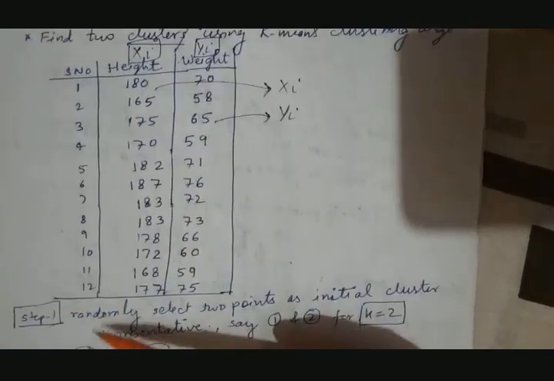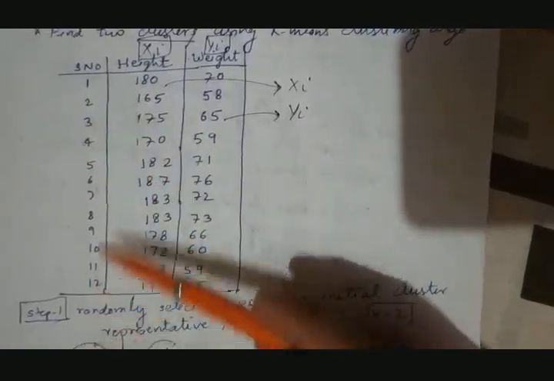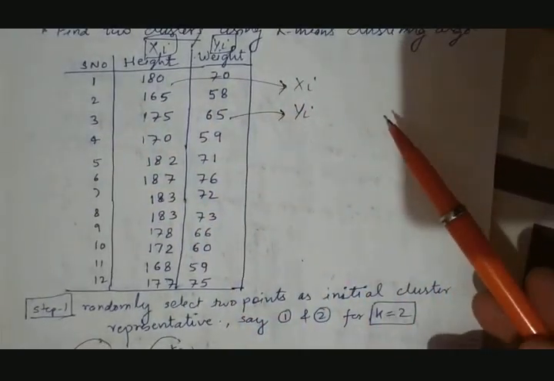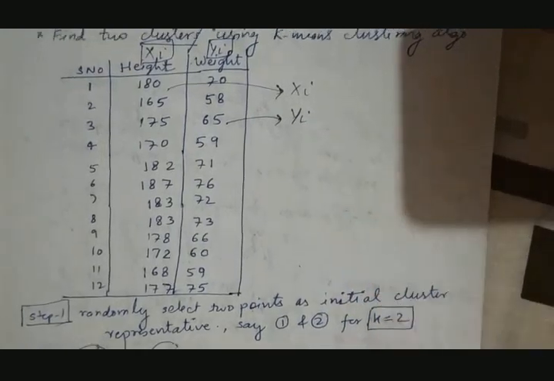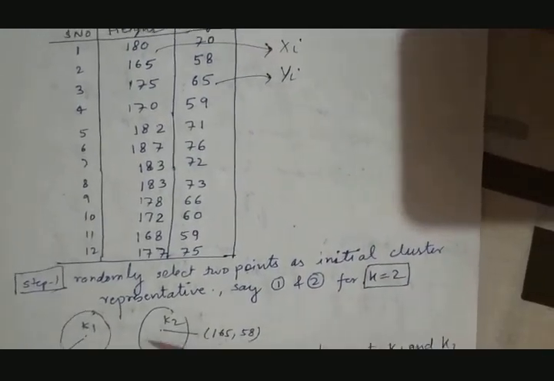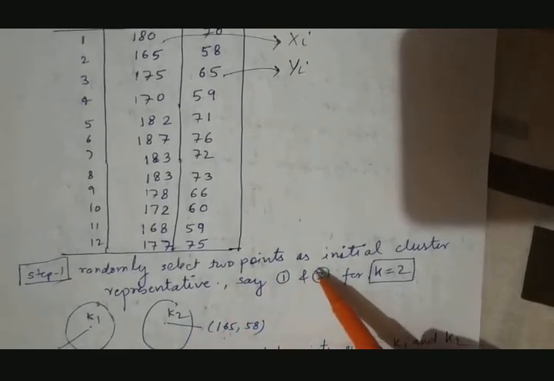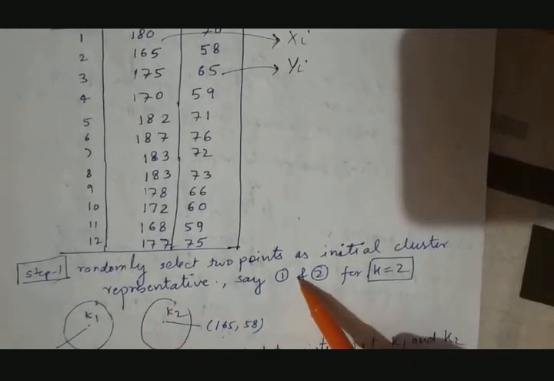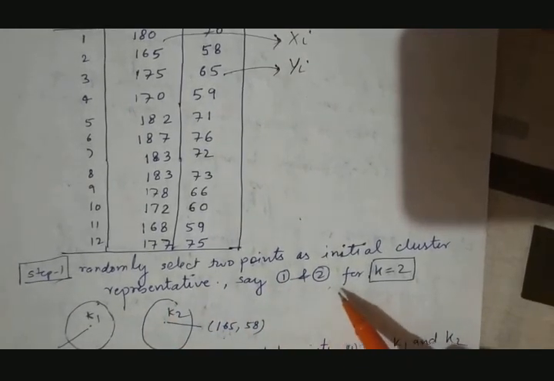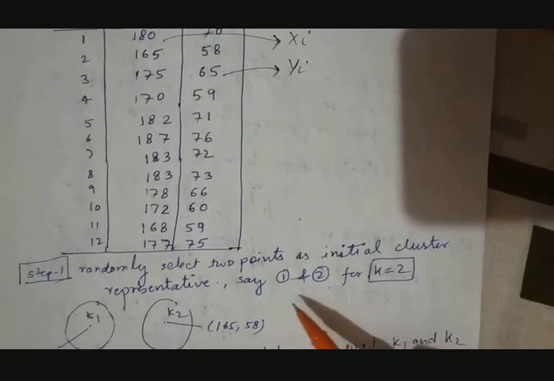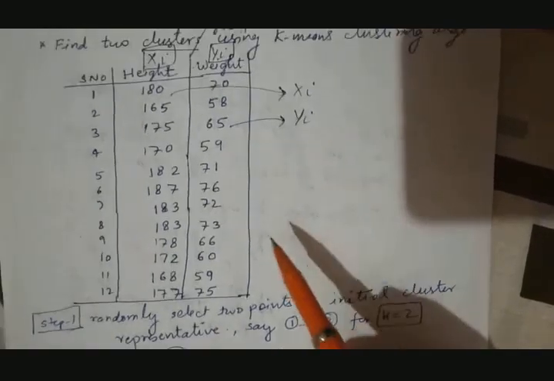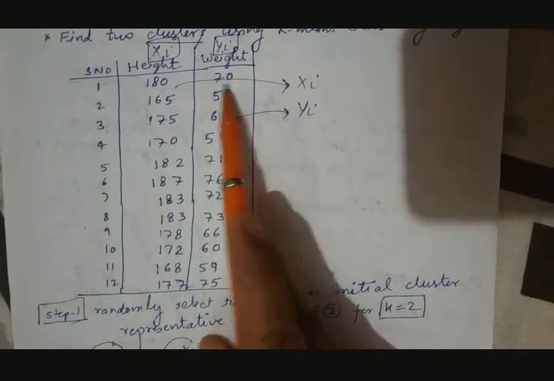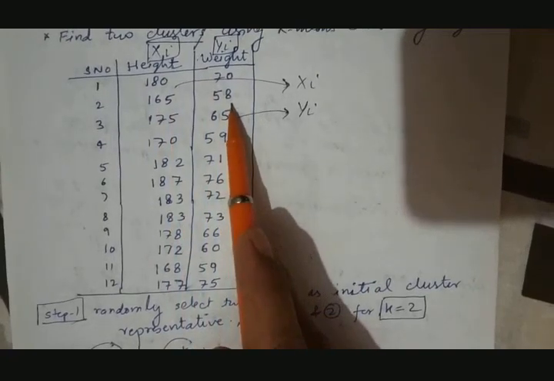And just see here, there are 12 records. All these 12 data points have to be grouped into two clusters using the k-means clustering algorithm. The first step says to randomly select 2 points as the initial cluster representatives. So for example, we have taken data points 1 and 2 as K1 and K2, the two centroids randomly chosen here. The first is chosen as cluster centroid 1 and the second is chosen as cluster centroid 2.